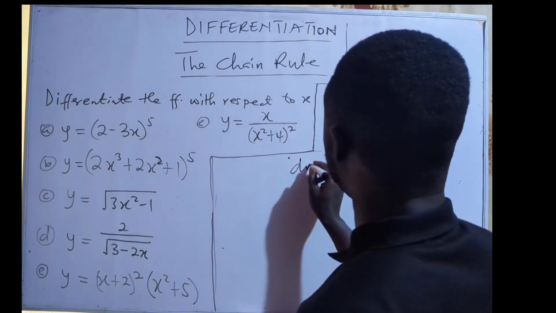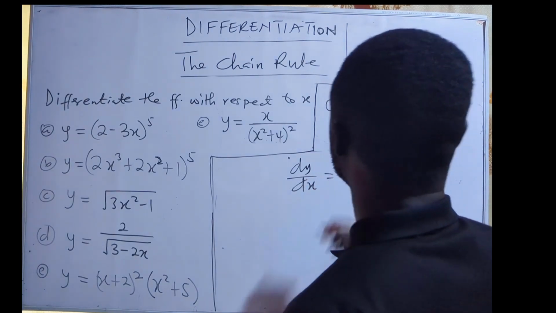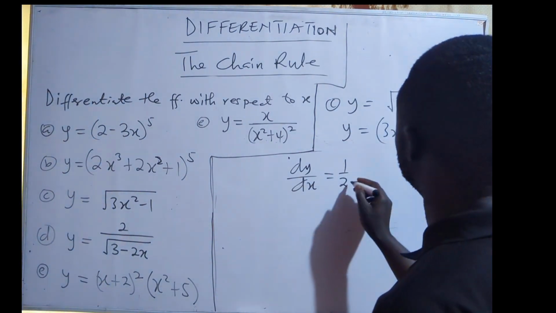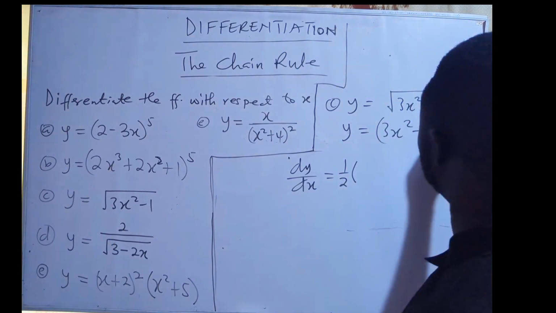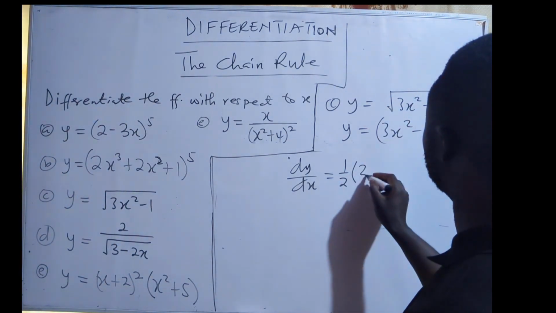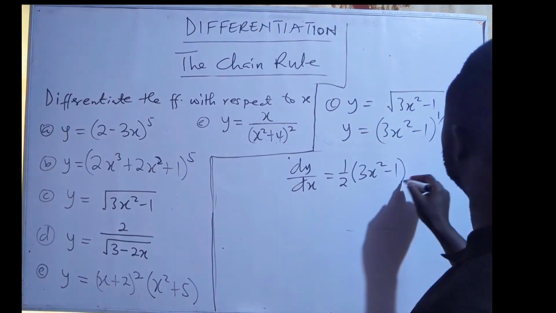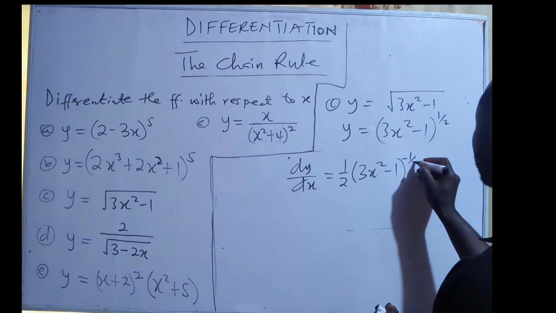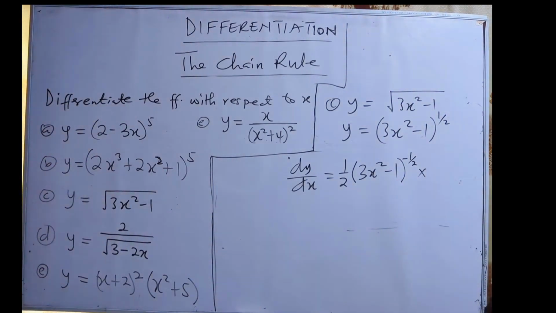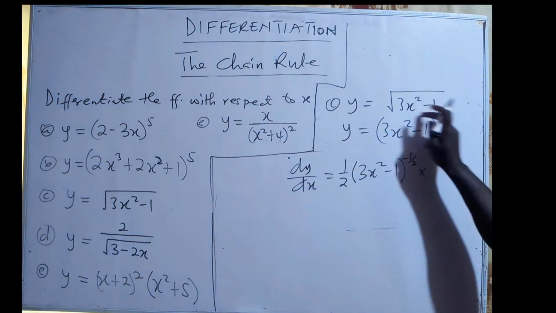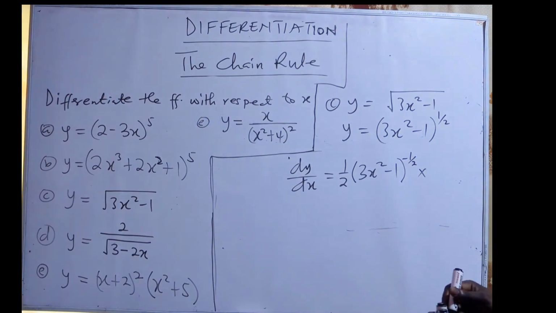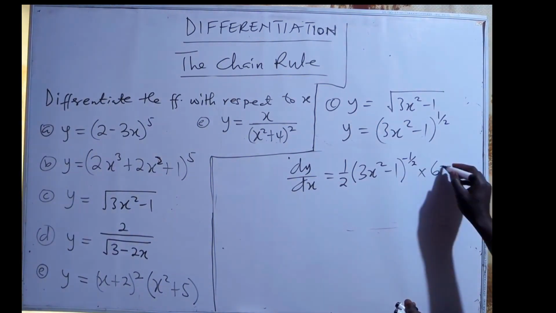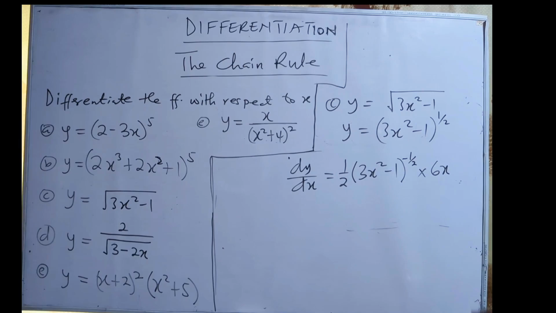Then we can say that your dy/dx is equal to, you take this one and bring it here. Then you subtract 1 from the exponent. Then you have (3x squared minus 1) all to the exponent of what? So 1 over 2 minus 1 will give me minus 1 over 2. Then times, after that you differentiate whatever is in the bracket, the binomial. So 2 times 3 will give me 6, then x, then I subtract 1 from it, so it becomes 6x.